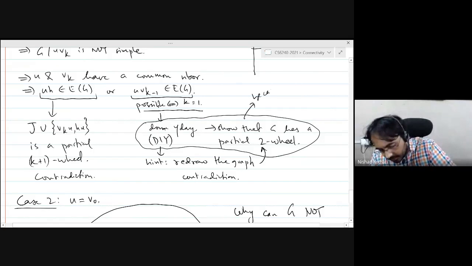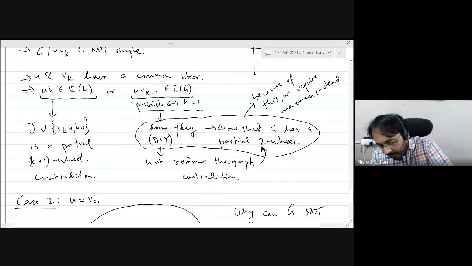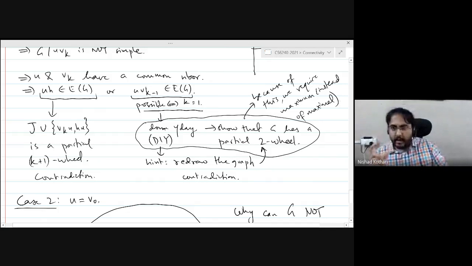Because of this, we require maximum instead of maximal. So that you can think about on your own. Because in all other cases, what we did is we took the current partial k wheel and we added things to it to make a bigger partial k plus 1 wheel. In this particular case, what happens is you have to change some things.